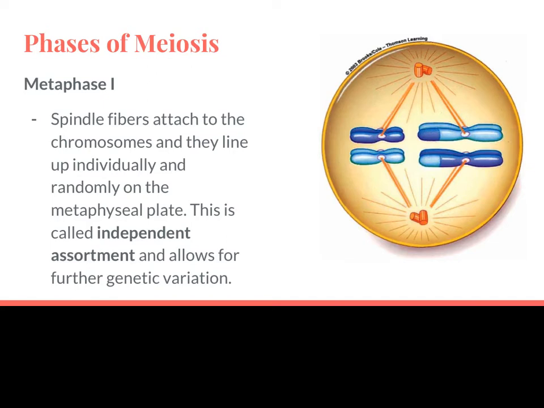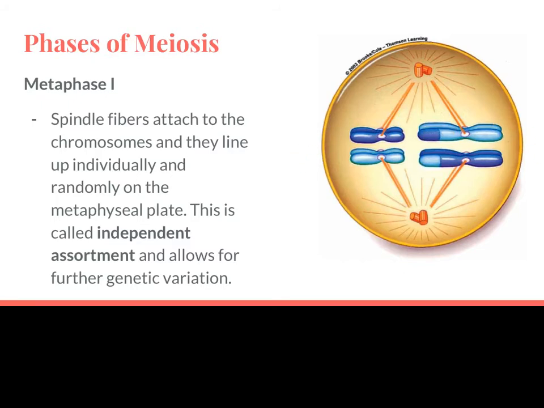All right, metaphase 1. Spindle fibers attach to the chromosomes, and they line up individually and randomly on the metaphase plate, like you see here, just like in mitosis. This random alignment is called independent assortment, which means that they land, there's no necessary spot for you. It's not like a seating chart in this classroom, okay? You walk up to that metaphase plate, you might have started off on the right side and now you're on the left side. Doesn't really matter.